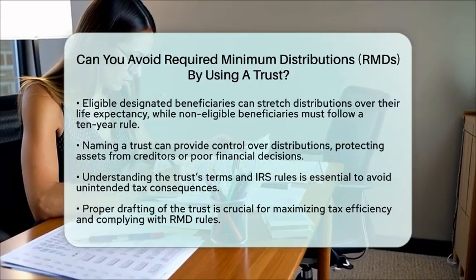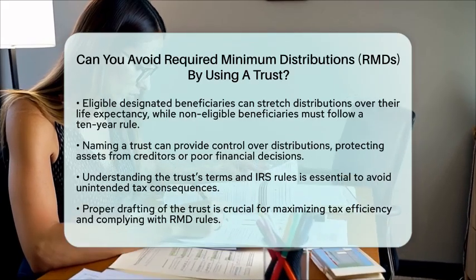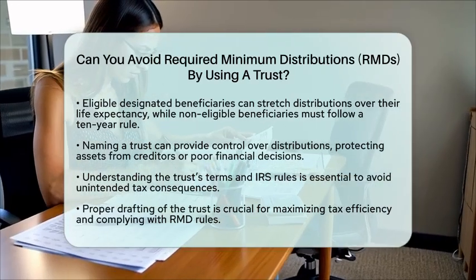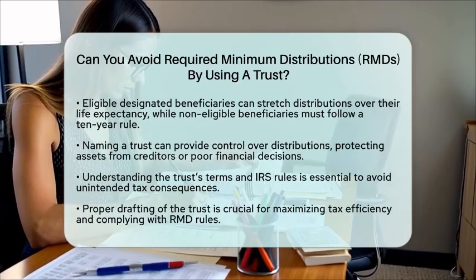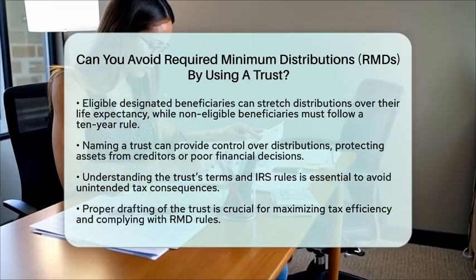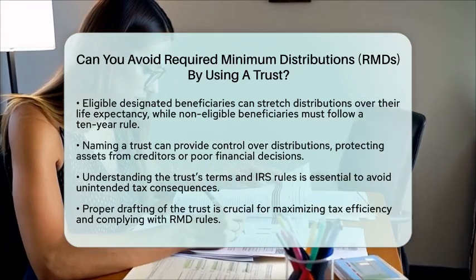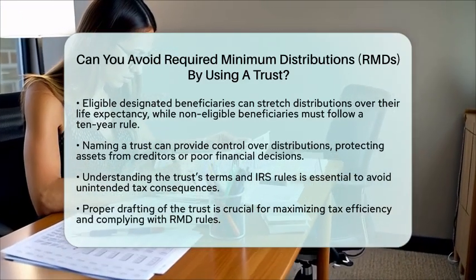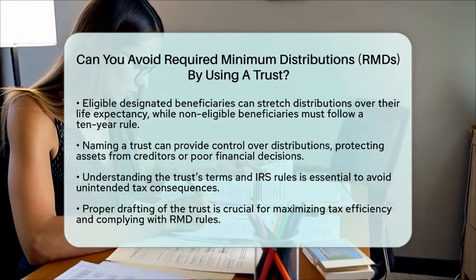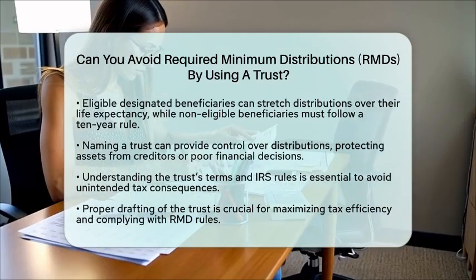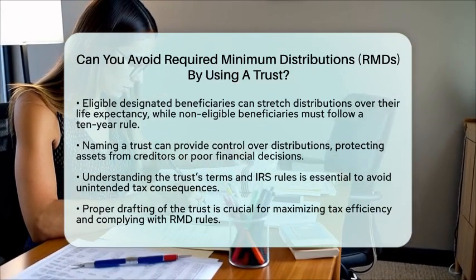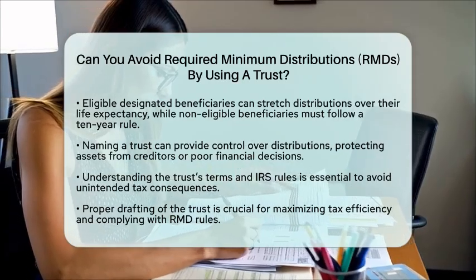In summary, you cannot avoid required minimum distributions by using a trust as the beneficiary of a retirement account. The IRS requires distributions to occur based on life expectancy or within a 10-year period, depending on the type of beneficiary. Trusts can influence the timing and manner of distributions, but they do not exempt retirement accounts from RMD rules.